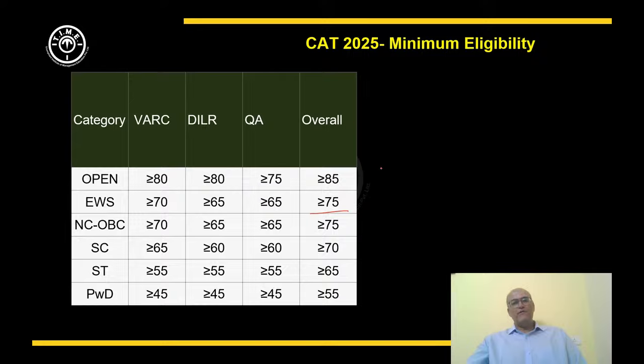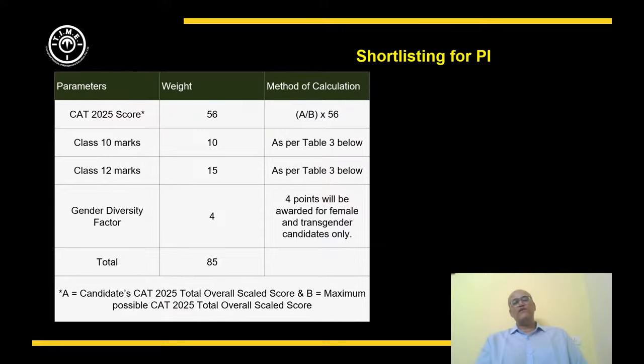So you can notice based on your reservation category, you can observe what is the required percentile for you. But remember, this is not the cutoff. This is just minimum eligibility. The actual cutoffs may be much higher than this, but this is the bare minimum that you need to secure. Once you have cleared this, that's when you will undergo the shortlisting process. If you don't clear these required percentiles, then you are out. Even if you have a great profile also, they will not consider you. Now, once you have cleared these, that's when you move on to the shortlisting for PI phase.